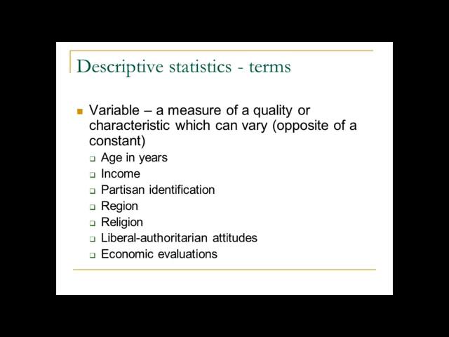These are all things on which people can vary that we can categorize and use their variation to predict other things about their attitudes or their behaviors.